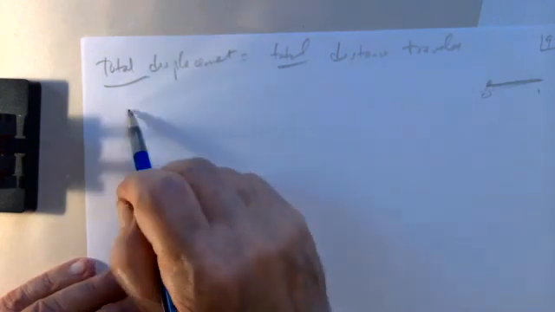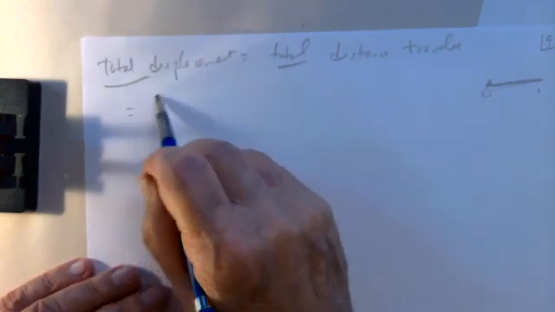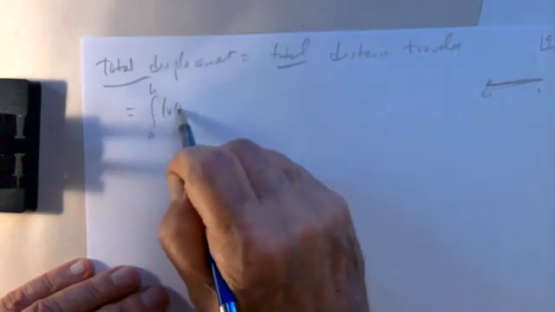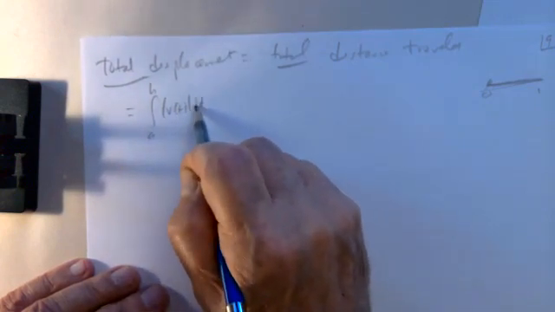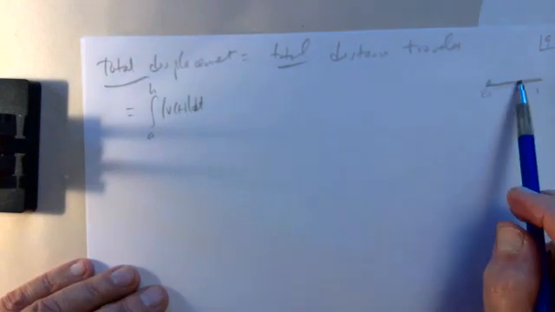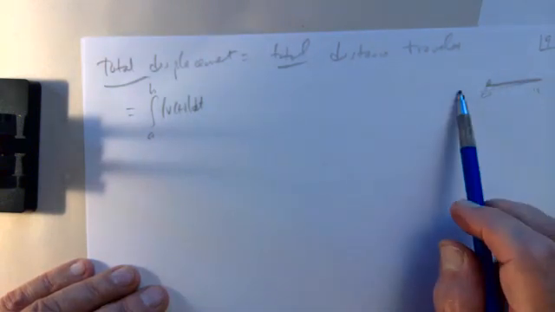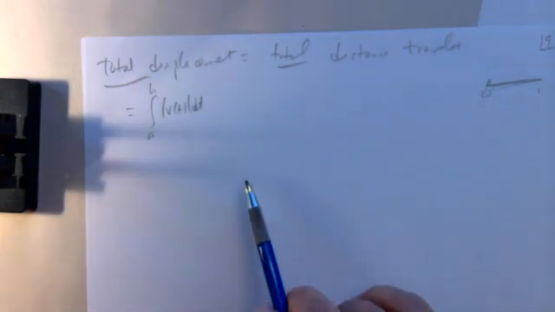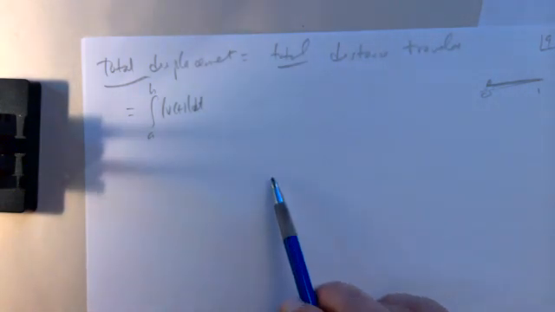And this total distance traveled, you will get by integrating from A to B of the absolute value of your velocity. When you're moving to the right, the velocity is positive. When you're moving to the left, the velocity is negative. But if you take the absolute value, it's always positive, and you get the total distance traveled.